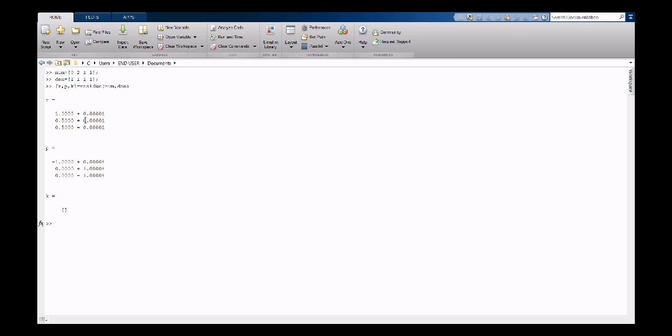For the first one, these three residues correspond to these poles. The first residue corresponds to this pole, the second one corresponds to the second, and the last one corresponds to the third. And then K is 0 because the numerator degree is smaller than the denominator degree.